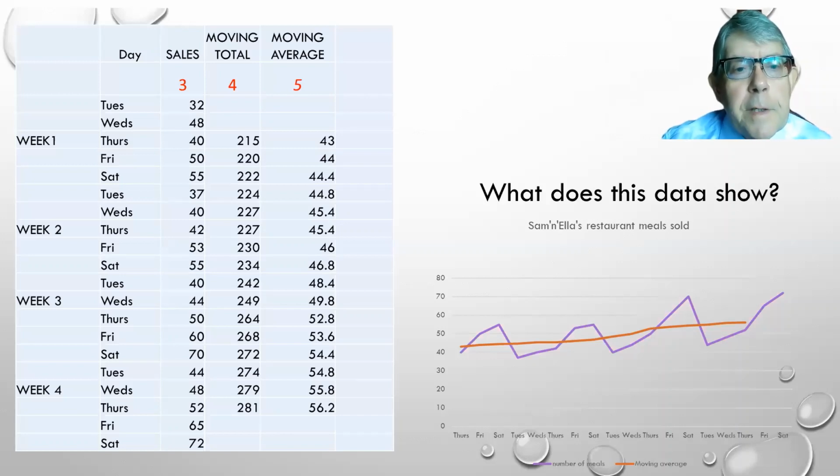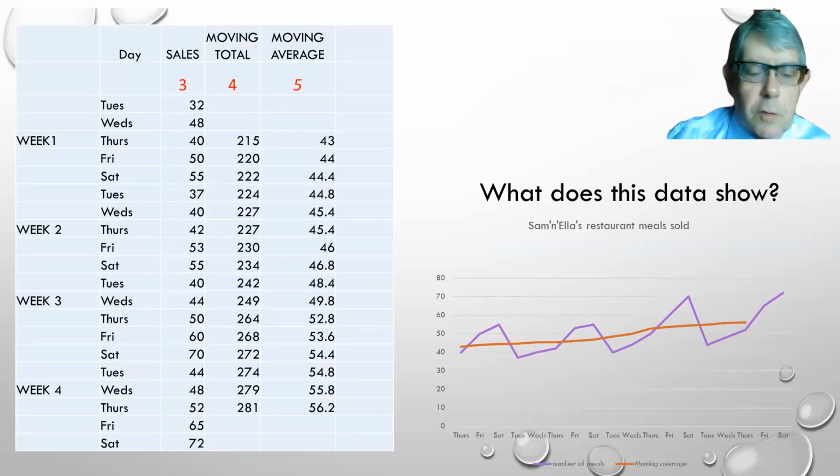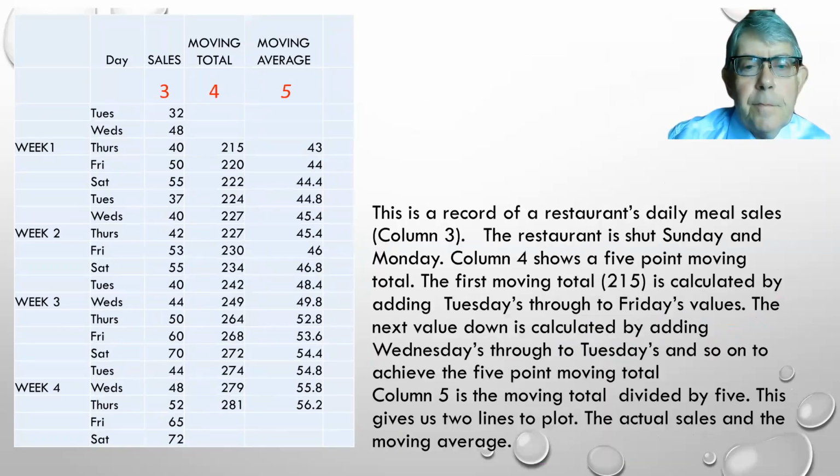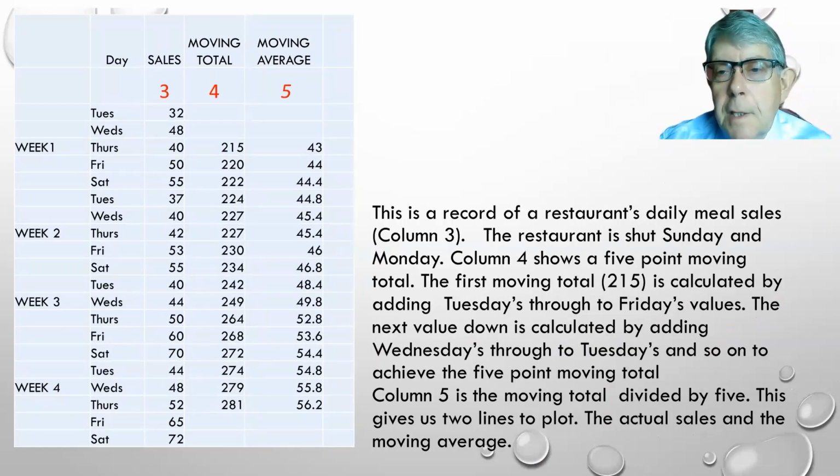So here we have an example of time series analysis. So what does this data actually show for Salmonella's restaurant meals? Well, this is a record of a restaurant's daily meal sales in column 3. The restaurant is shut Sunday and Monday. Column 4 shows a 5-point moving total.